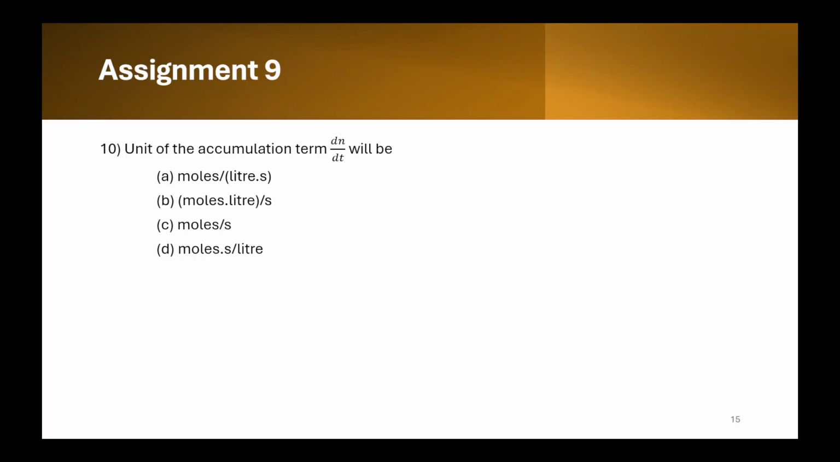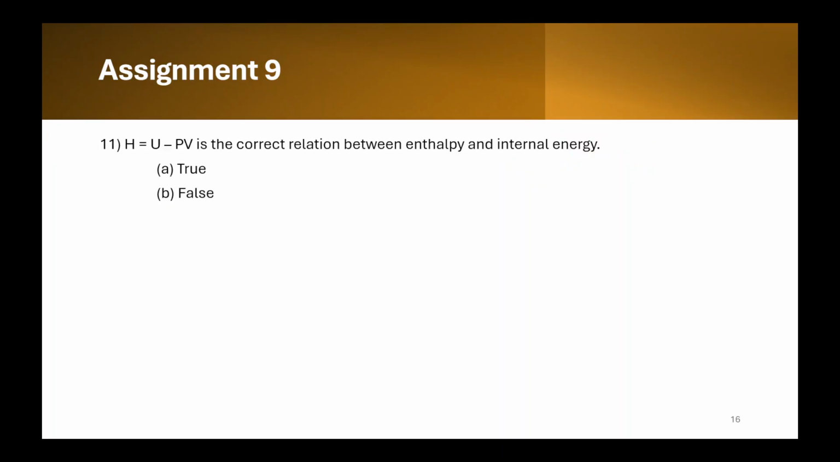Unit of the accumulation term dN by dt will be, so suppose this is dN by dt, change in mole with respect to time. So the correct unit will be mole per second. As I have told you in the material balance equation, all the terms will have the unit moles per second or kg per second. So the most appropriate answer is mole per second here.